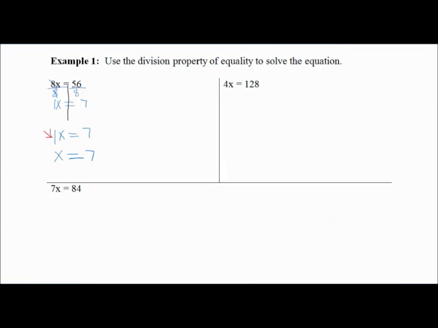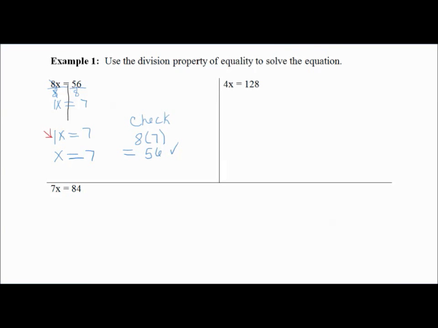So now if I want to check my solution, I'm going to substitute the 7 for the x in the original problem. If it's the correct answer, it should equal 56. So that becomes 8 times 7. Well, 8 times 7 is indeed 56. So I know I have the correct solution. Let's check out the next one.